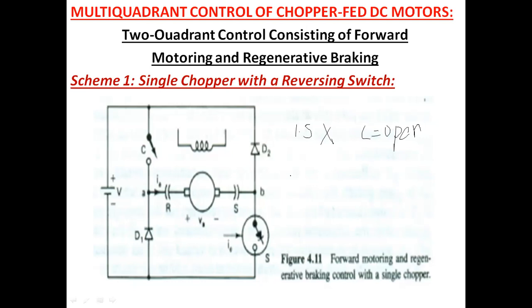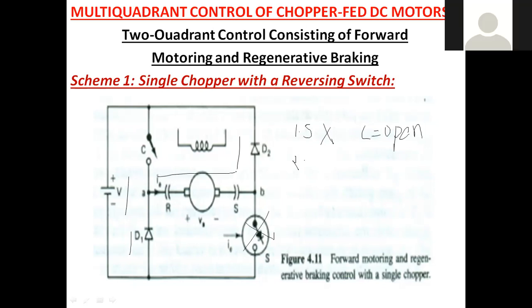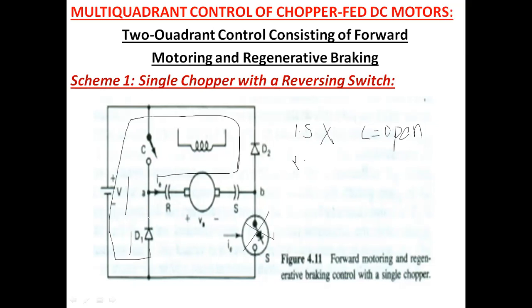Okay, next, what is the second step? Now when C is open, what happens? There will again be two forces. This forces the armature current to flow through the diode D2, the source voltage V, and the diode D1. So when we deactivate this, what happens? C is open. The path of the current will be like this.